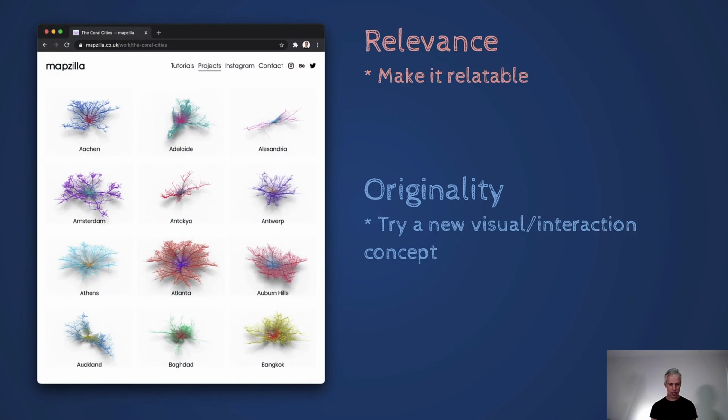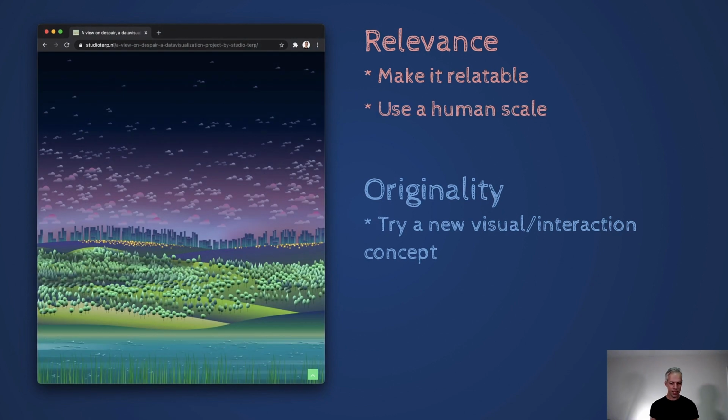Another one by Greg Taylor. He tried a new visual approach to showing commuting data. It's relatable because a lot of people can find the cities they live in. And you see these nice coral-like shapes, and it's really a great experiment.